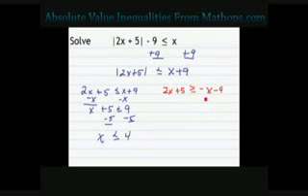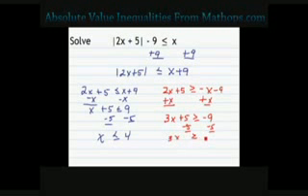Now for the second problem. Add x to each side. This gives us 3x plus 5 is greater than or equal to -9. Subtract 5 from each side. 3x is greater than or equal to -14. Divide by 3. X is greater than or equal to -14 thirds, or -4 2/3.